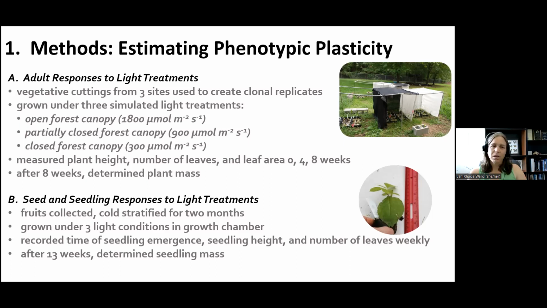So I put my seeds in a cold chamber for 2 months, and then we grew them in a growth chamber under controlled conditions and recorded when the seedlings first germinated, how tall they got, and the number of leaves weekly for 13 weeks. And at the end of that time, we determined the mass of the seedlings. So let me show you some of those data.